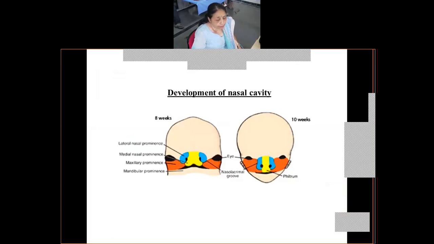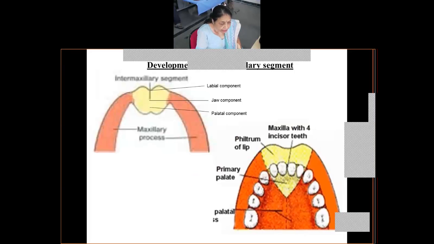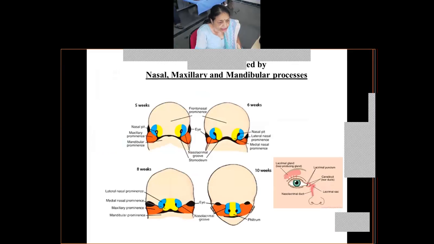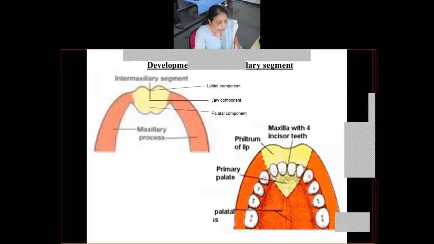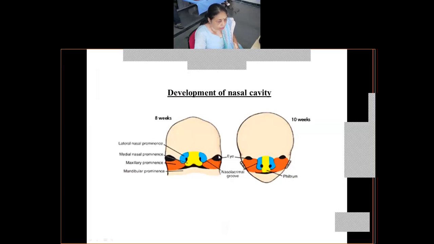Now, the development of the nasal cavity. Here you can see that the nasal pit is there. The nasal pit is deepened internally, and that will form the nasal sac or the nasal cavity. After this, the nasal pit will be deepened and it will form the nasal cavity.